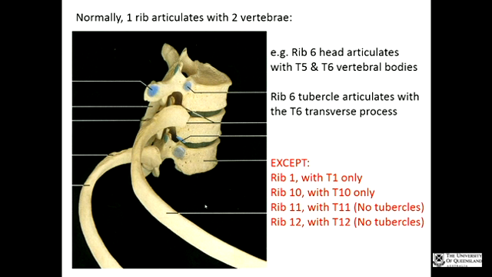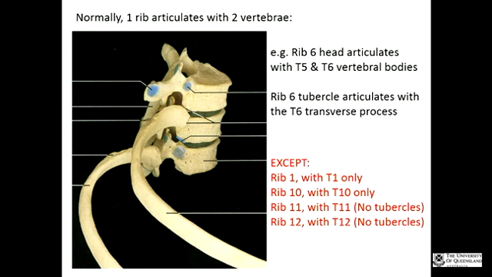And just to show things in an articulated form, here we can see a rib. It could be rib 6. It would be articulating with thoracic vertebra 5 and thoracic vertebra 6. And, of course, we have the two demifacets on the vertebral bodies. We have two little facets, actually, on the head of the rib. So it's not a single articular surface.